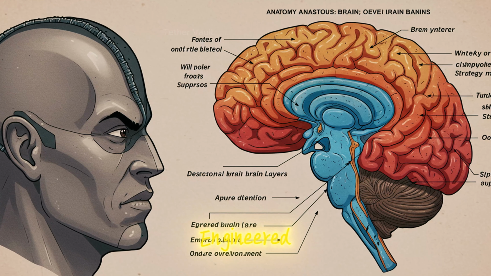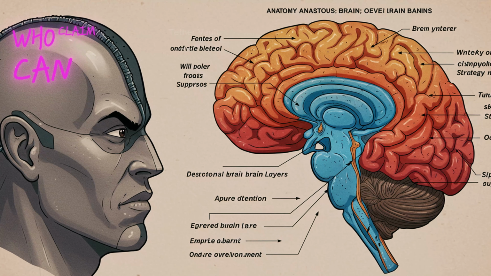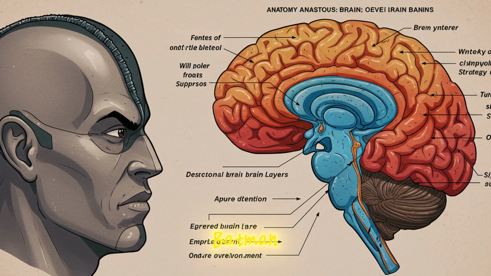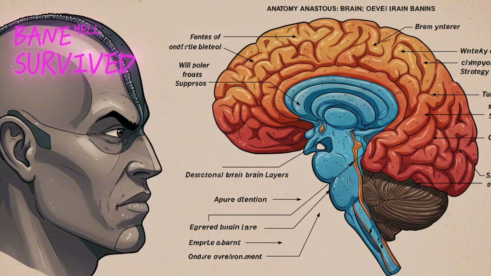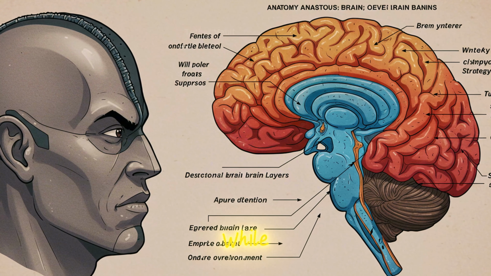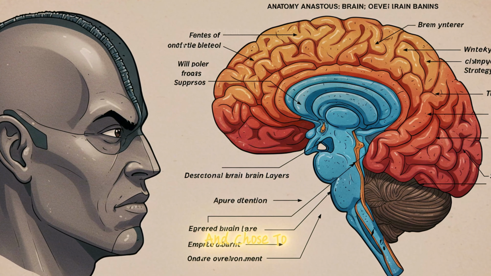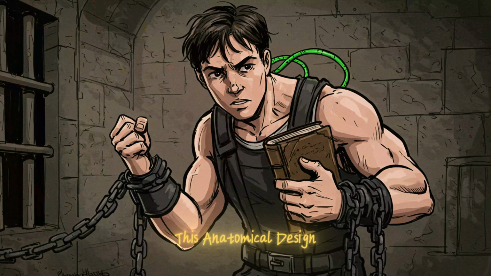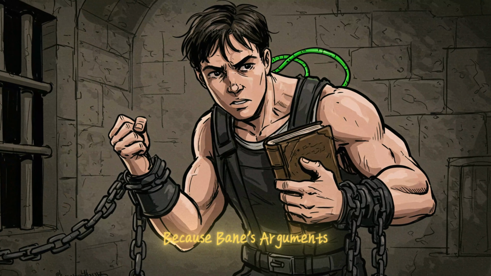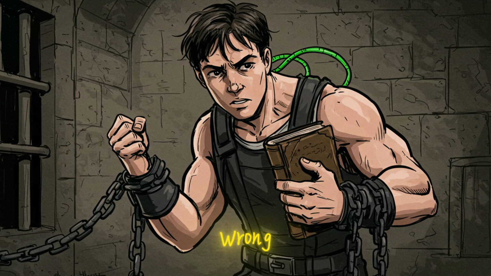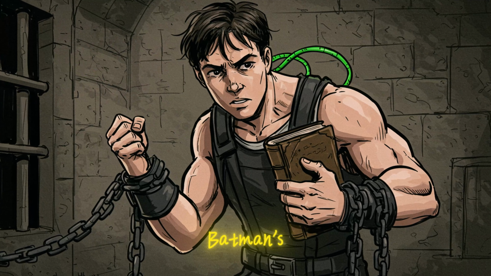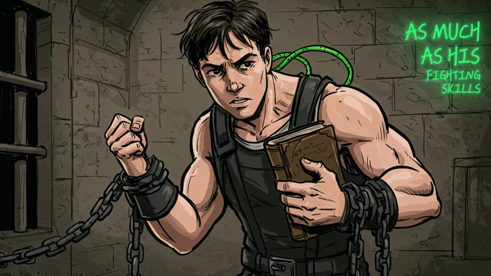His creators engineered this contrast to create a villain who can claim moral superiority over Batman. Bane survived hell and made himself into a weapon, while Batman had every advantage and chose to become a vigilante. This anatomical design creates fascinating tension because Bane's arguments aren't entirely wrong, making him a villain who challenges Batman's worldview as much as his fighting skills.